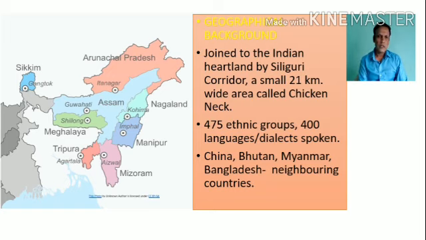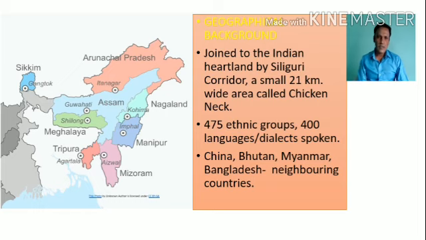You know that this region has a large diversity. This region that is shown here is known as the northeast region of India. You know that there are 7 states, and including Sikkim there are 8 states in this region.